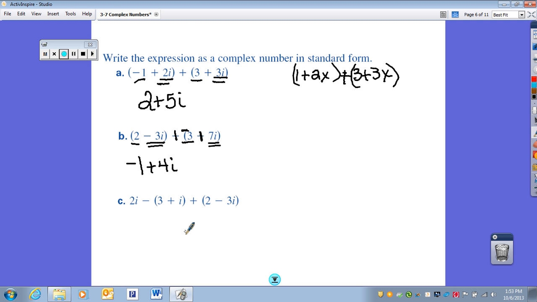In the next example, letter C, again, I prefer to distribute. Some of you may just be able to subtract both of those. This helps me to combine the like terms. So I have my real portions, which would be negative 3 plus 2, which would be negative 1. And then I'm going to add all my imaginary portions. I have 2i and a negative 1i, which would be 1i, and then a negative 3i, which is going to give me a final of a negative 2i. So I have negative 1 minus 2i.